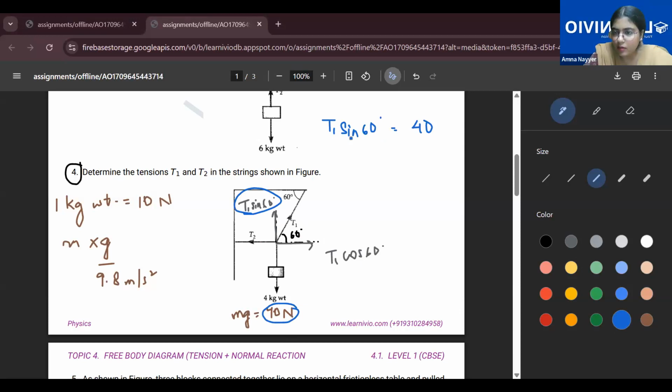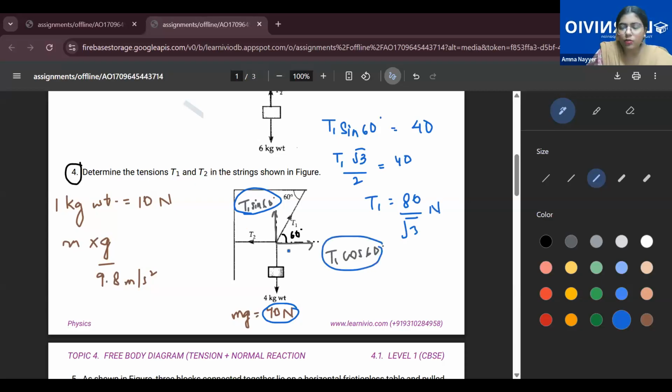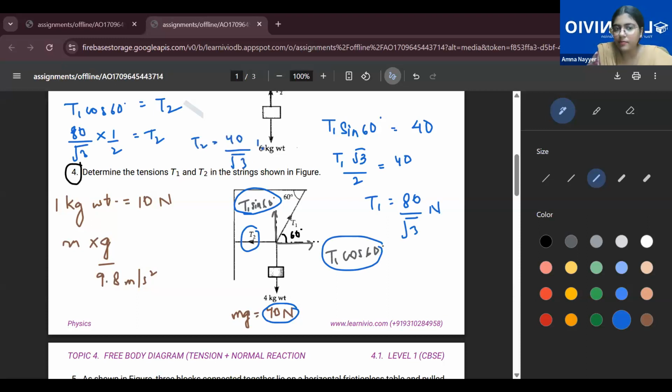Sine 60's value we already know. So this will be T1 root 3 by 2 is equal to 40. So from here T1 is equal to 80 by root 3 Newton. Now you balance T1 cos 60 degree with T2. You already know T1. So T1 cos 60 degree is equal to T2. T1 is 80 by root 3, into half, is equal to T2. So T2 will be equal to 40 by root 3 Newton. Got it?